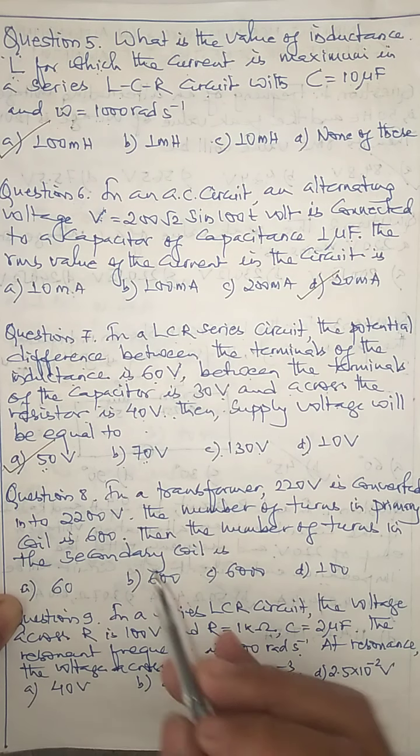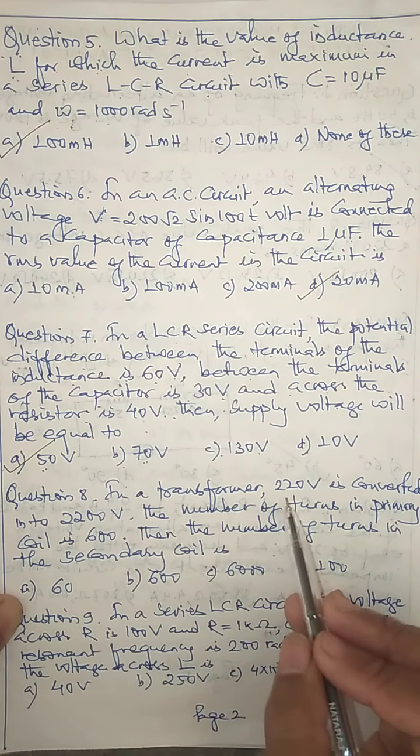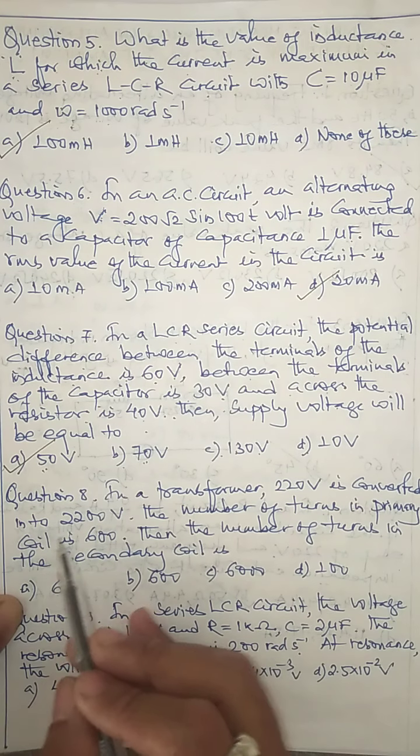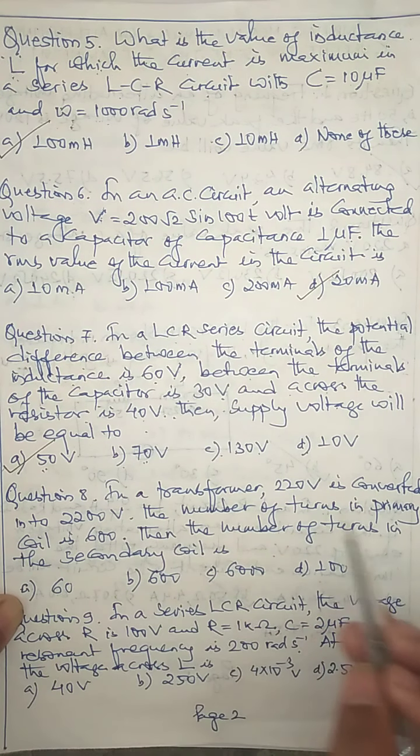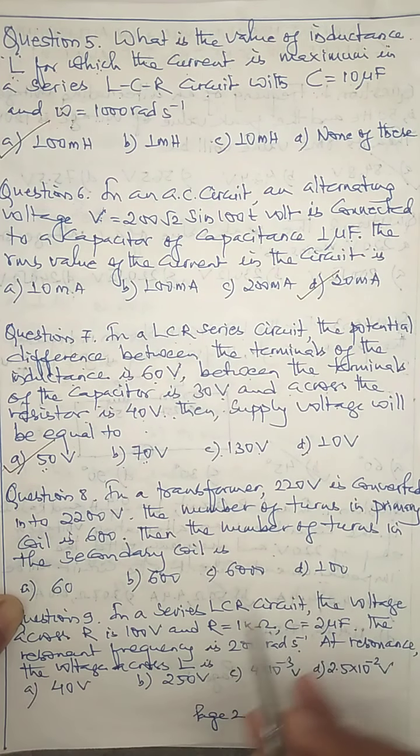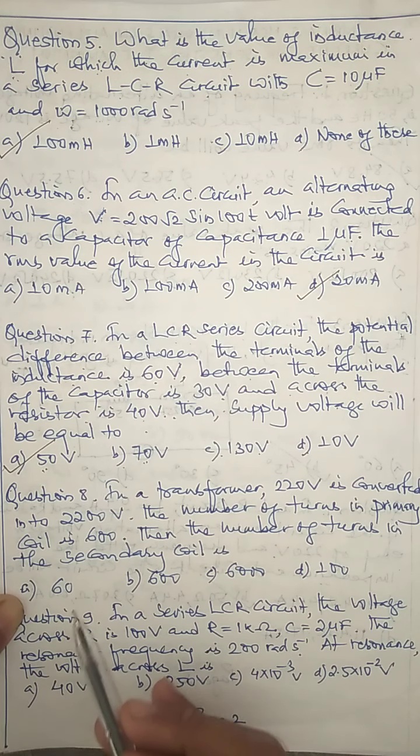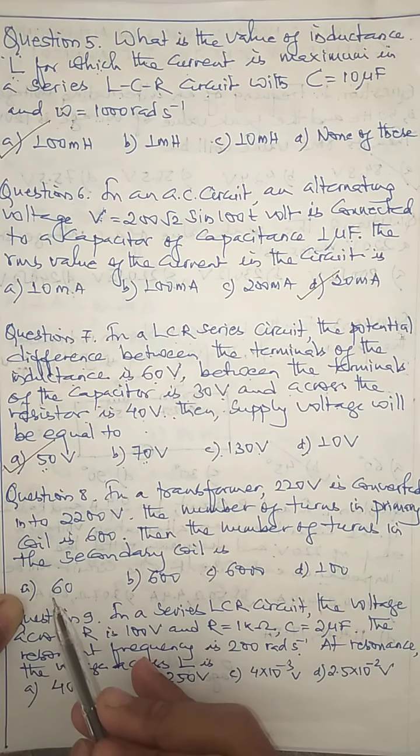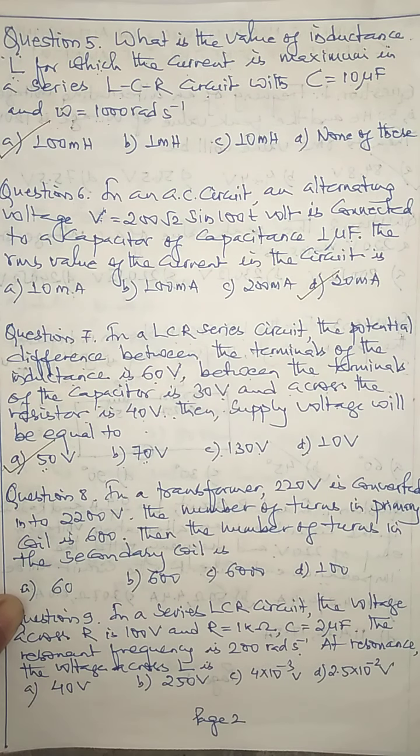Question number 8 is based on the transformer. In a transformer, 220 volt is converted into 2200 volt. The number of turns in the primary coil is 600. Then calculate the number of turns in the secondary coil. Four options are given: 60, 600, 6000 and 100.